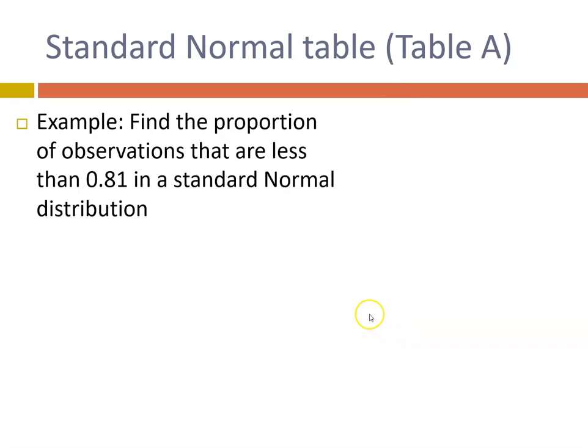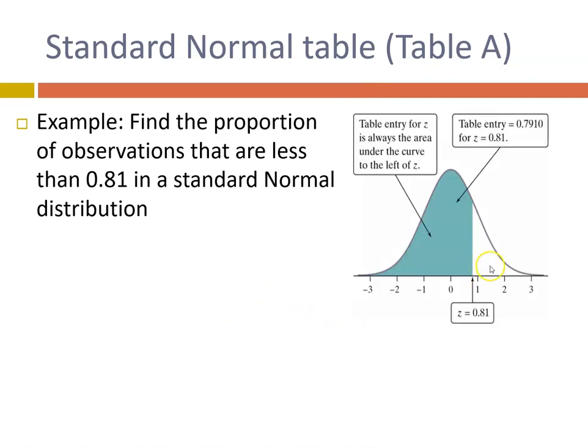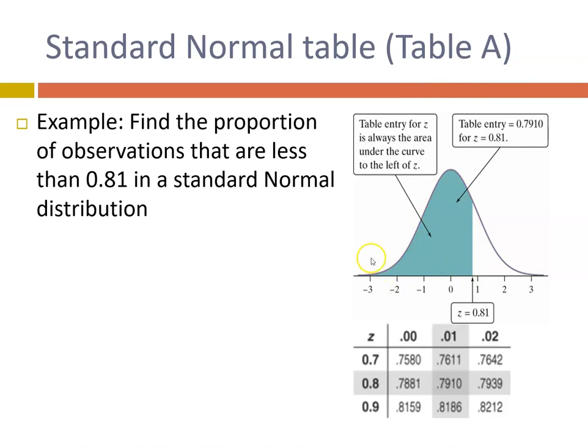So let's do a quick example. We want to find the proportion of observations that are less than 0.81 in a standard normal distribution. So you want to first sketch out your picture. 0.81 is to the right of 0 because it's positive. And if we want less than, we would shade this left-hand part. Then I would look in my table.